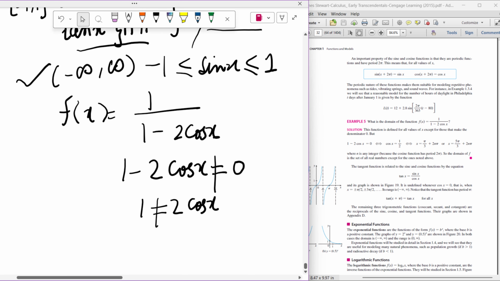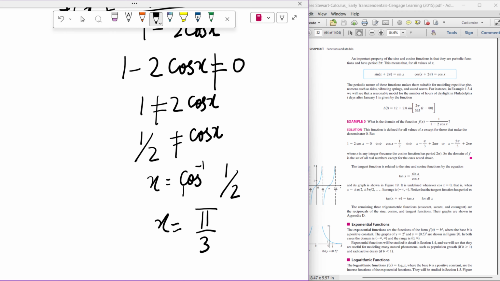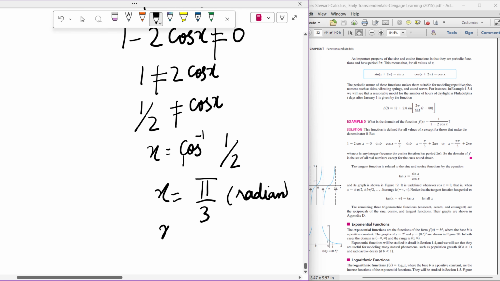So 1 by 2 is not equal to cos x. From here, I can write x is not equal to cos inverse 1 by 2. The cos inverse 1 by 2 can be pi by 3 radians, or if I talk in degrees, it is equal to 60 degrees.